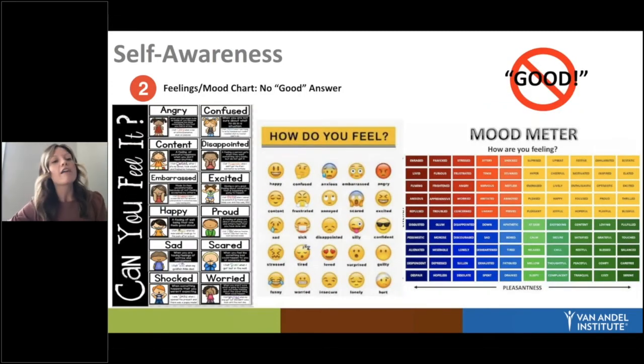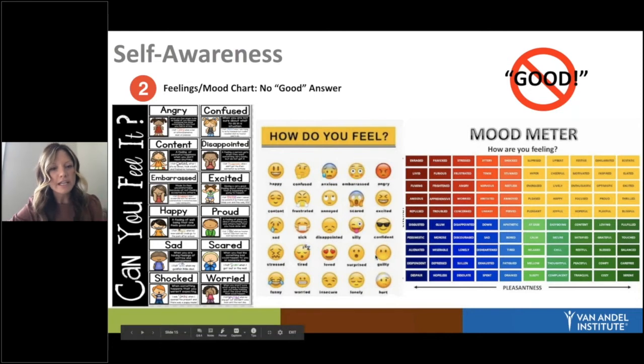The next strategy we have are these feelings and mood charts. And if you do a Google search on these, you'll pull up so many, but these are 3 that I thought worked across the grade levels. So with really young kids, this "Can you feel it?" chart works nicely because it identifies the feeling, it shows what that might look like, and then it lays out a scenario of when you might have felt that way and what that actually feels like. So this is a great visual for that. And then the next one is just an emoji one. How do you feel? Right, and kids can relate to this. So they just pick an emotion that they're feeling.